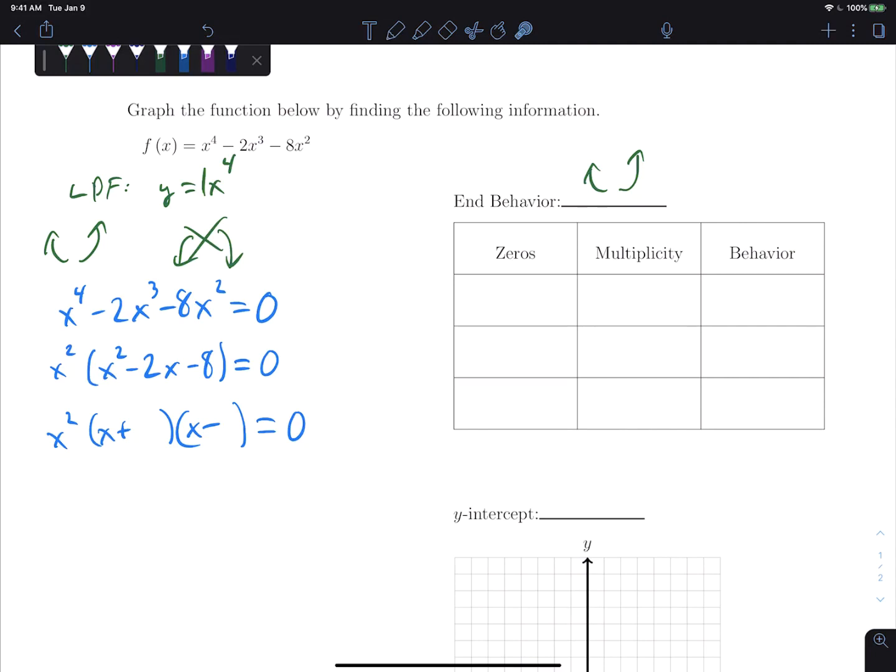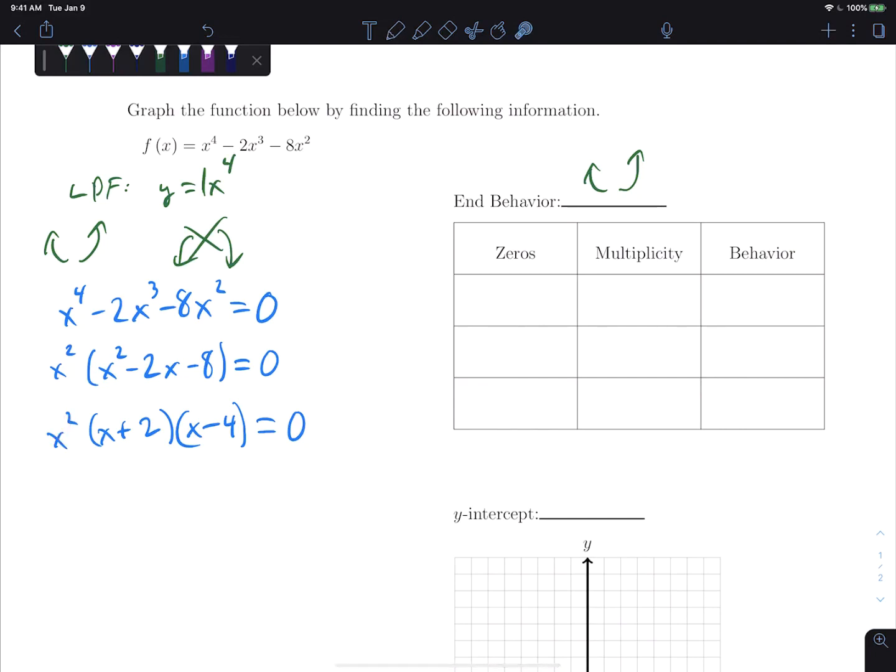Anyway, as I was saying, whatever multiplies to 8 and has a difference of 2. Well, as far as I know, that would be 4 and 2. So the 2 in the middle is negative, which means we need to have the 4 to be negative and the 2 to be positive.